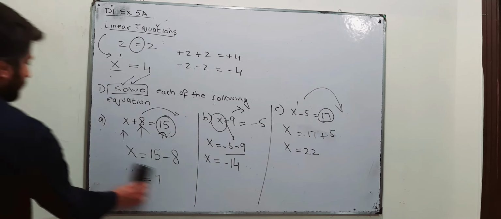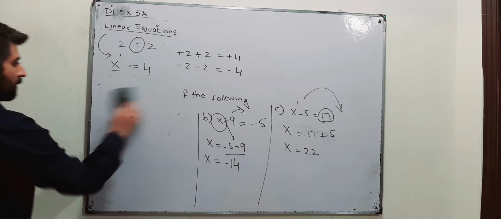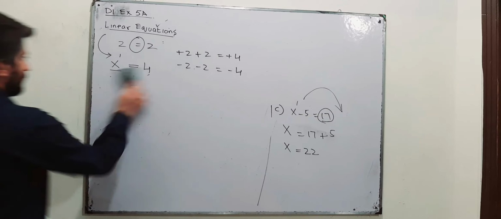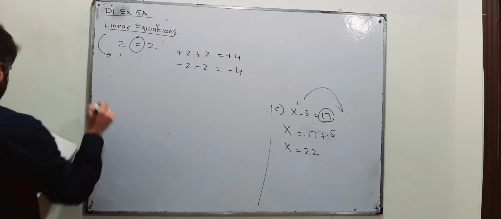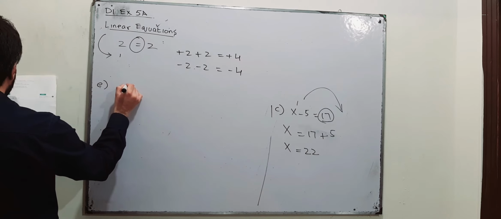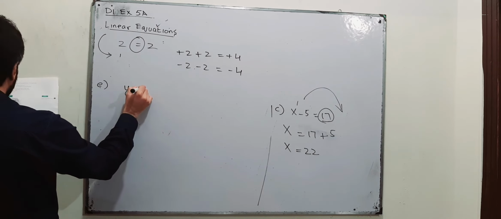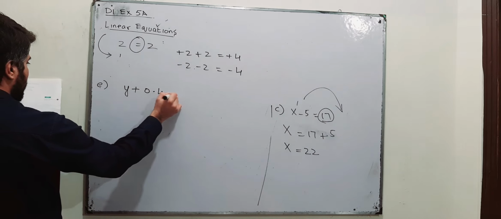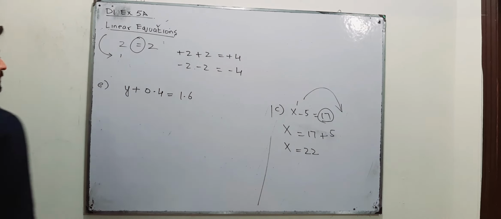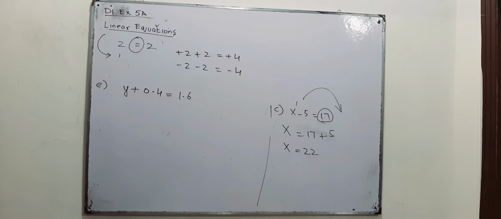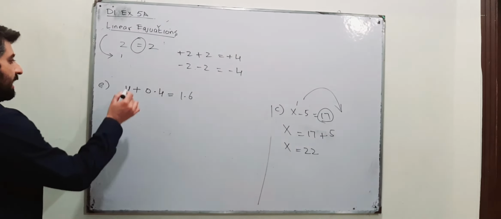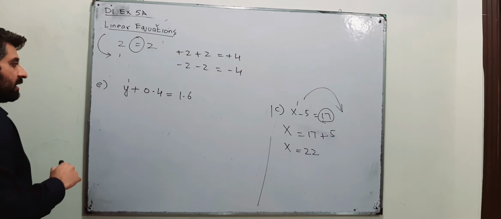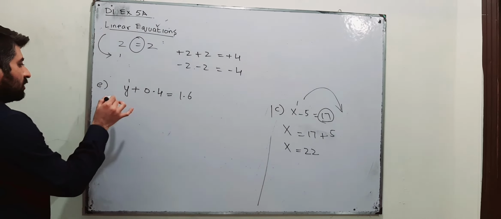The next one, part number D, is quite simple. I am going to solve part number D that has a decimal to deal with. Y plus 0.4 is equal to 1.6. Well, this is the same thing. Here the variable is y and it is a linear equation because the power of y is 1. You need to find the value of y.